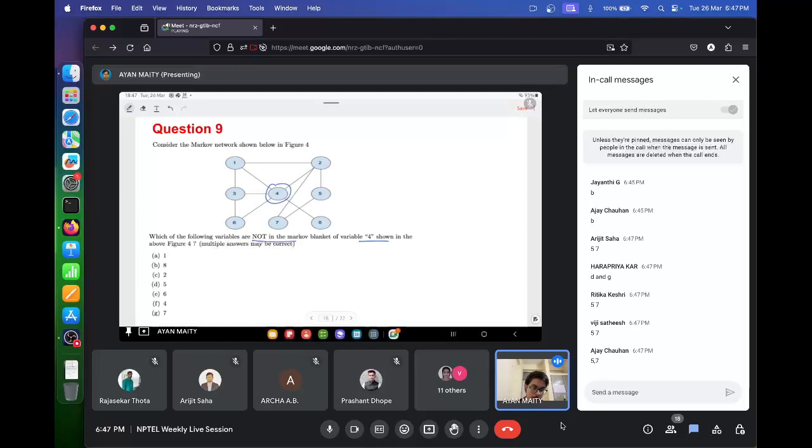Odisha says 5C, 5 and 7, and Harapriya Kaur says D, G, which is 5 and 7. Ritika Keshri says 5, 7. Vijay Sathi says 5, 7. Ajay Chauhan says 5, 7. Archer says D and G, which is 5 and 7.